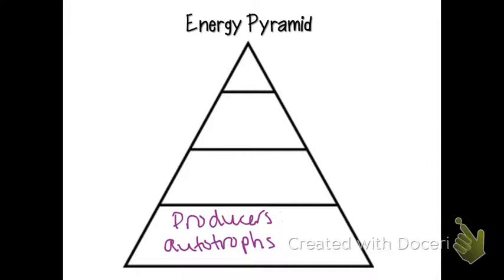They get 100% of the energy. And we're going to talk about, sometimes producers aren't always plants. Sometimes they are single-celled organisms like phytoplankton in a marine food chain, and we'll talk about that in a moment. Above producers, the organisms that consume producers are called primary consumers.